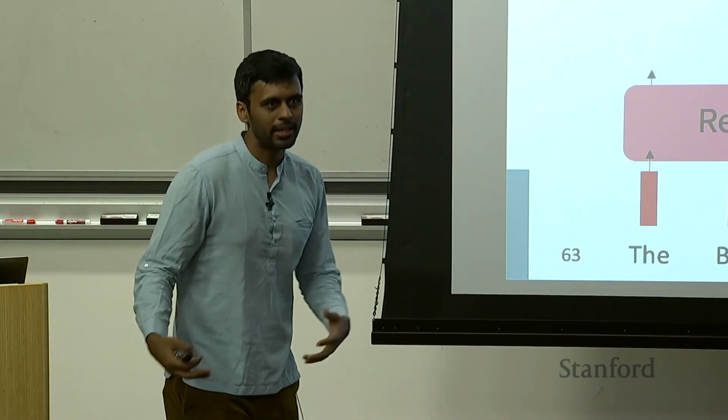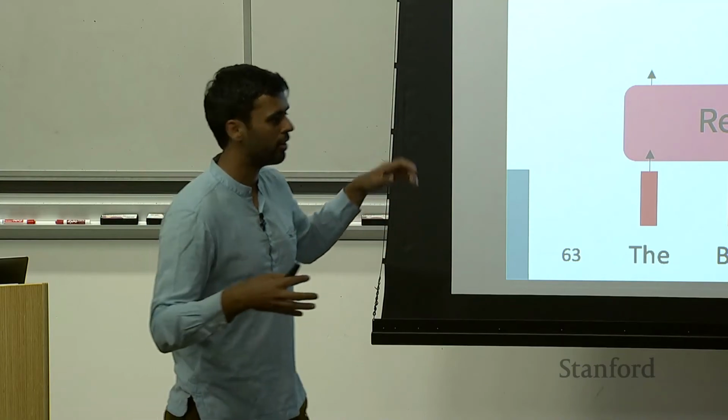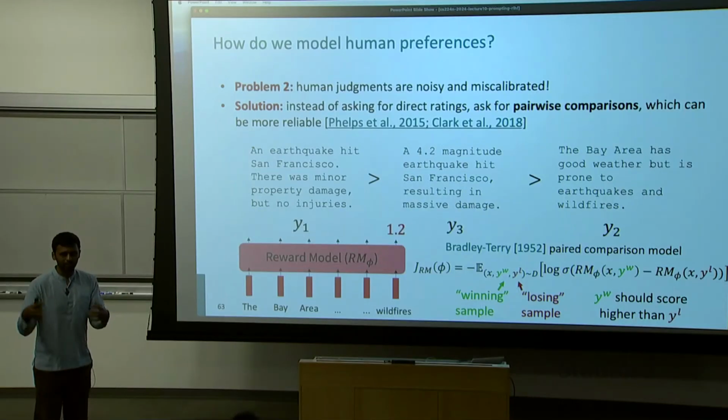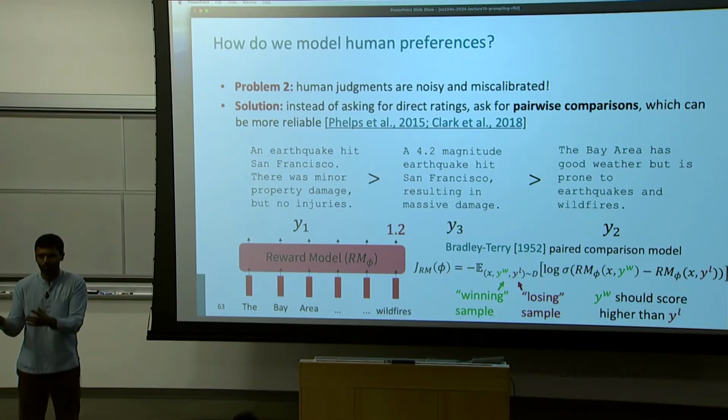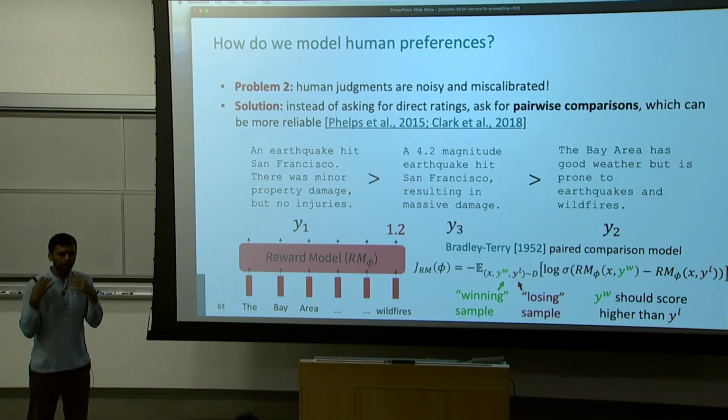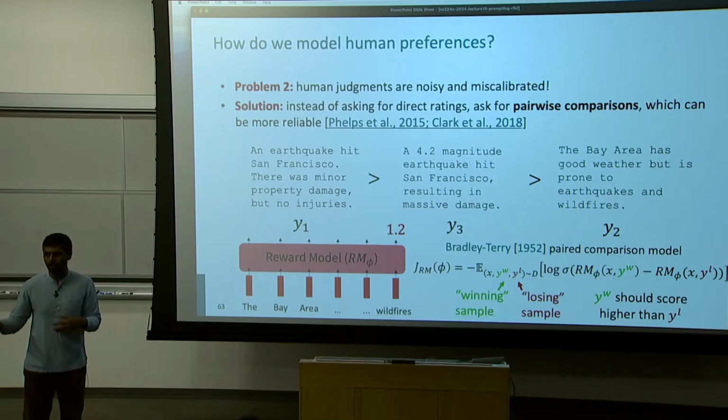So the idea is that if you have a data set where, given y1 and y2, we have a winning completion yw and a losing completion yl, the winning completion should score higher than the losing completion.